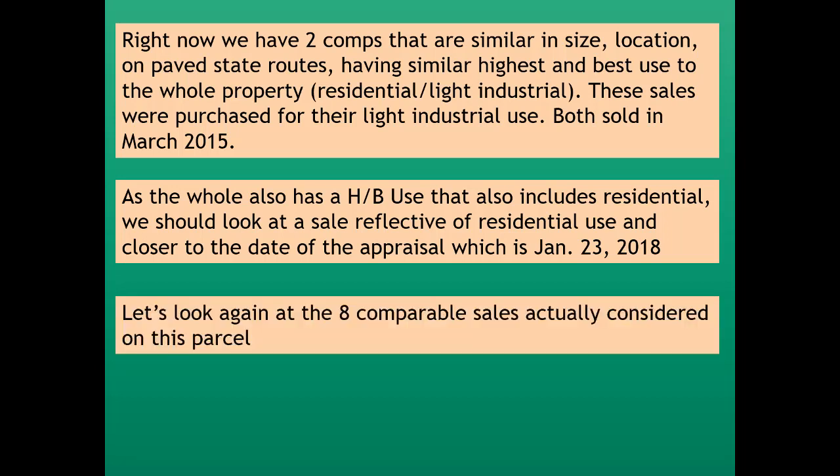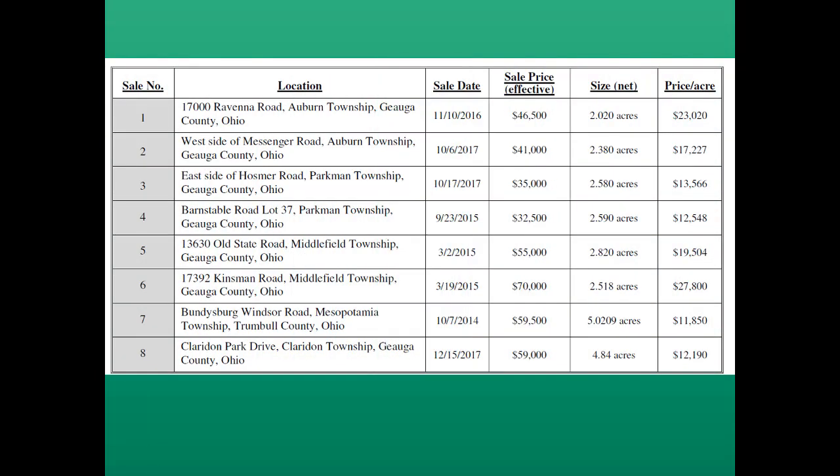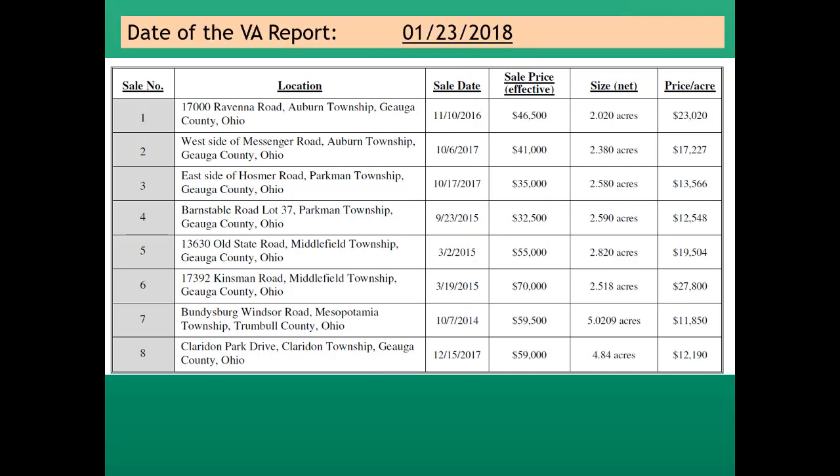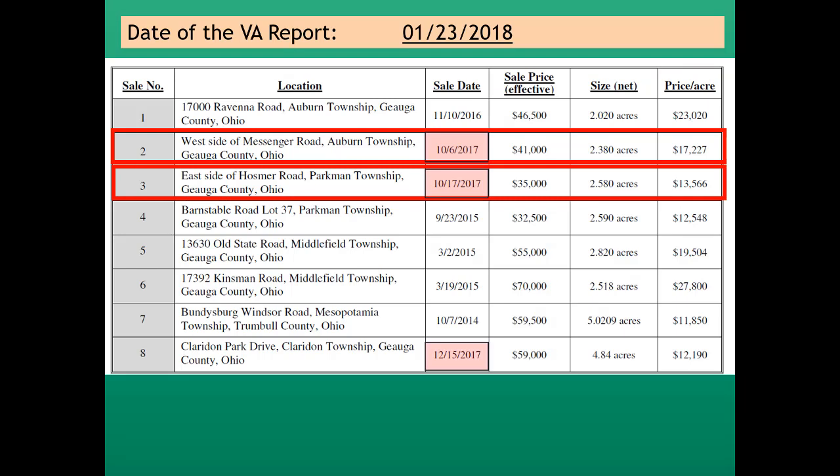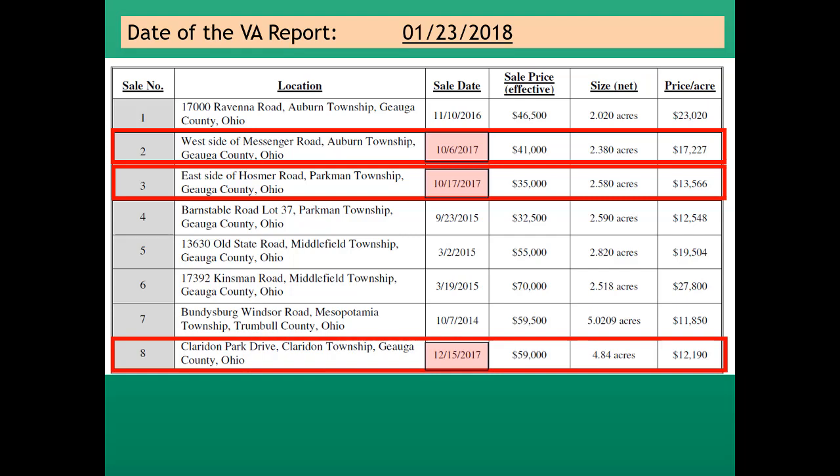So let's look again at the 8 comparable sales that were actually considered on this property. There's those sales, and the date on the report was January 23rd, 2018. So which of these sales is closest to that date? Sale 2 is, sale 3 is, and sale 8 is. Those are the most recent sales. They sold in 2017.